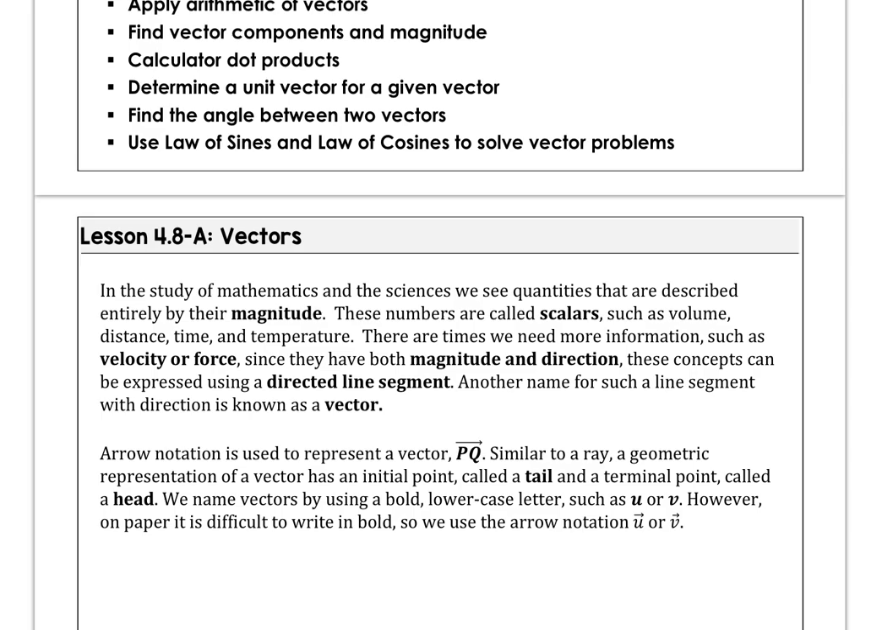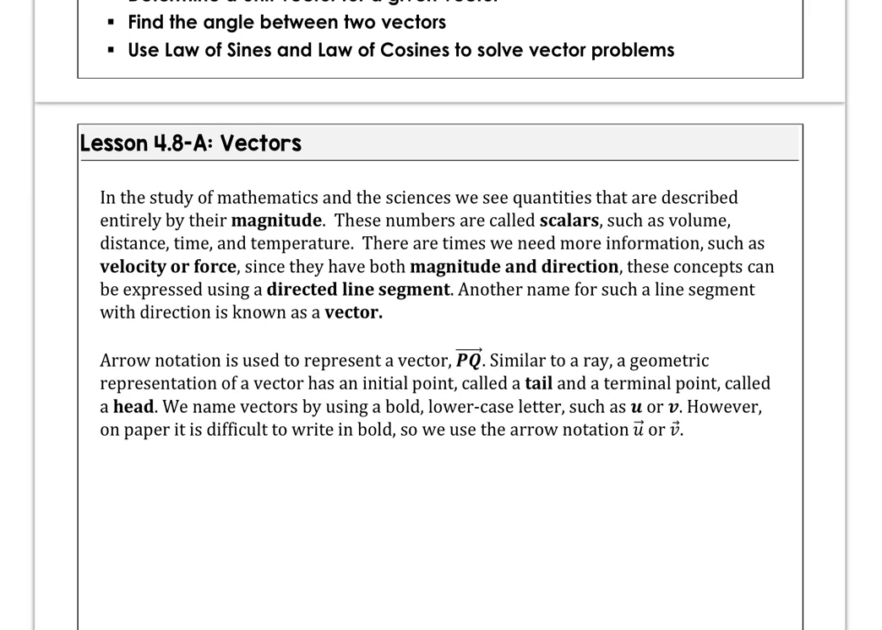When we study mathematics and science, we often see quantities that are described completely by their magnitude. Those numbers are called scalars, like volume, distance, time, and temperature. There are times when we need more information, like velocity or force. Since those elements have both magnitude and direction, these concepts can be expressed by using a directed line segment, and we call those vectors.